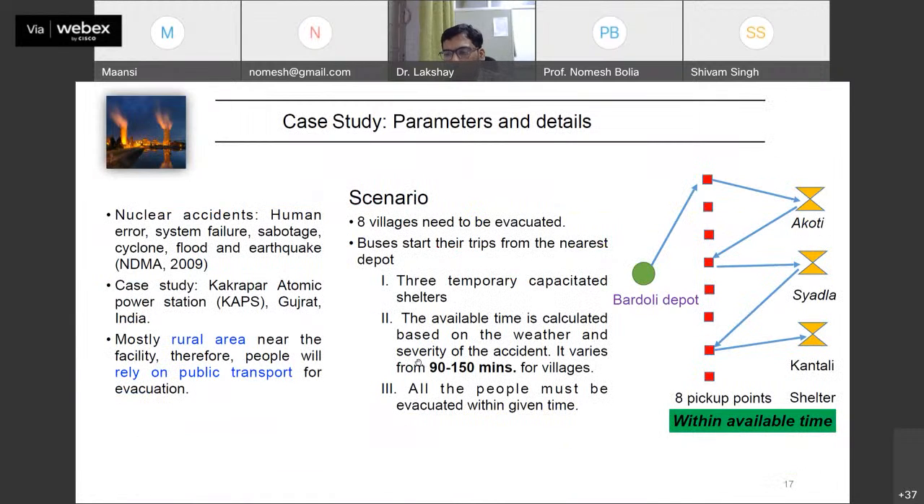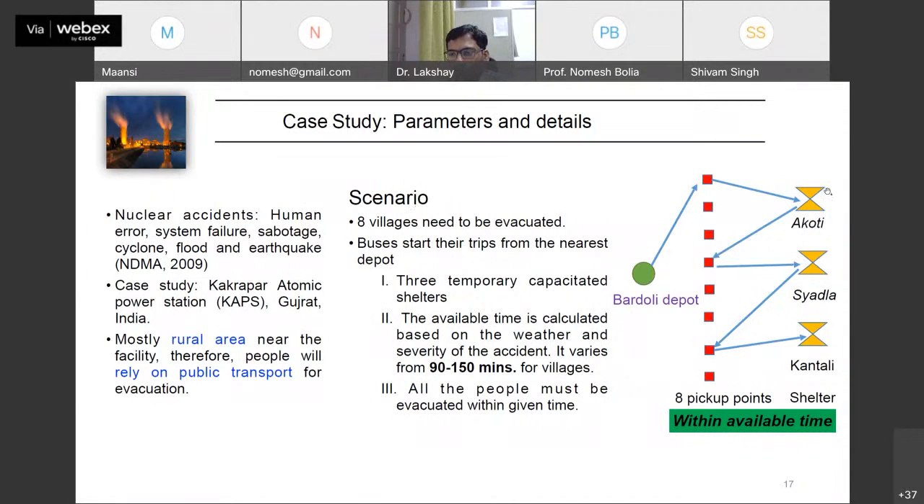So what we have done is formulate a case study for a nuclear accident, and we have considered the case of Kakrapar Atomic Power Station. The reason for choosing such a study is that they have already done the initial study where they found out what the possible shelters are and what the different areas are that need to be evacuated. So we already know the parameters. That is why we have used this as our case study. And as there is mostly rural area near the nuclear plant, they require public transport. So it makes more sense to have such a case study.